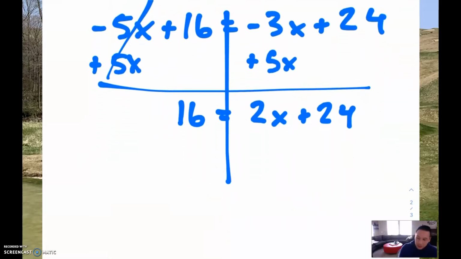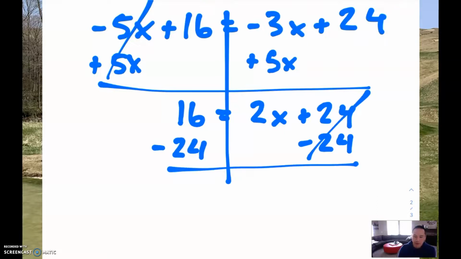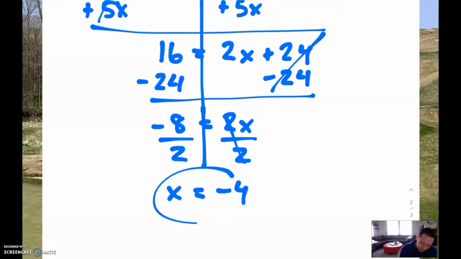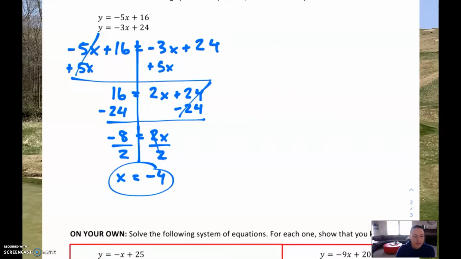To get x by itself, that 24 has to go. So to get rid of a plus 24, we do the opposite. We're going to subtract 24. And it goes away. If you take 16, take away 24, you're left with a negative 8 equals 2x. And finally, that x is being multiplied by 2. So to get rid of it, do the opposite. And we're going to divide by 2. And we're left with 1x is equal to a negative 4. So we've done all that work, and we've found that x is equal to negative 4.